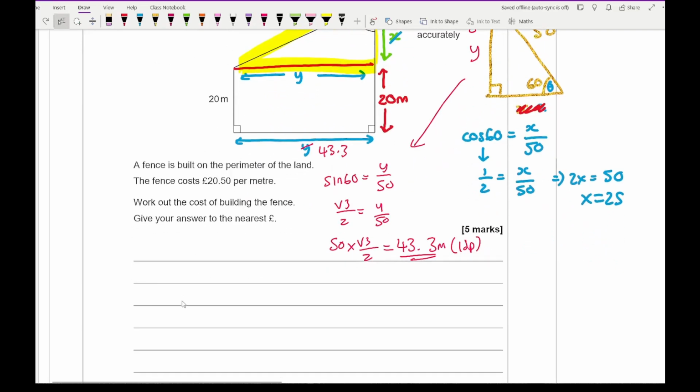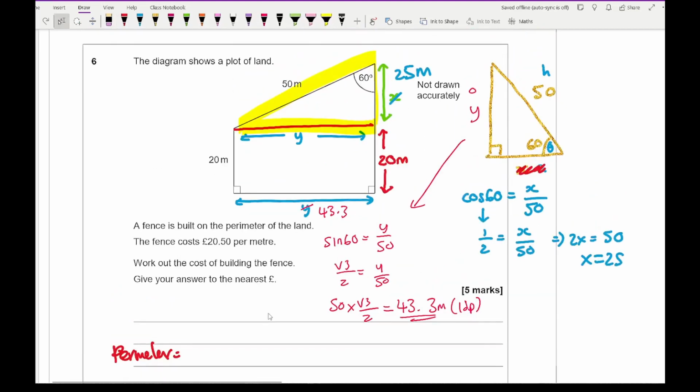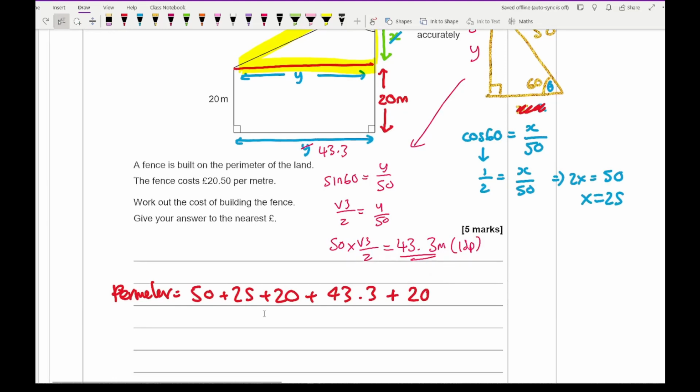Next, all that's left for me to do is work out the perimeter of the fence. So the perimeter is going to equal all those lengths added together: 50 plus 25 plus 20 plus 43.3 plus 20. If I total all of that up, I get an answer of 158.3.